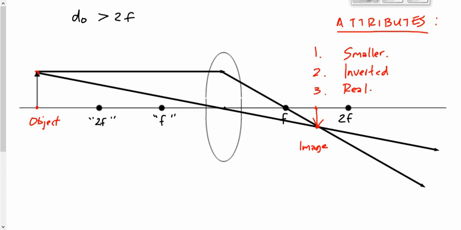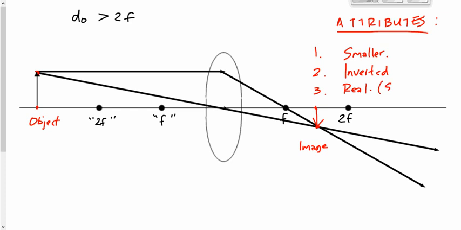When you look into the mirror in the morning in the bathroom, you're not projecting the image of yourself onto a screen. You're looking into the mirror in order to see it. That's a virtual image. If you go to a movie theater and project the image of the movie onto the screen, that's a real image. If we can project it onto a screen, it's a real image. If we can't project it onto a screen, if we have to look into the lens or mirror to see it, that's a virtual image. Does that make sense?